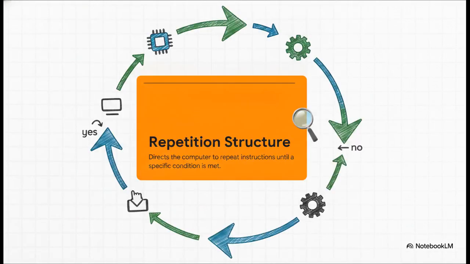So grounding ourselves in the basics first, what actually is a loop? By definition, a repetition structure, or loop, is a control structure that directs the computer to repeat one or more instructions until a specific condition is met. Think of it like setting a rule. You're giving the computer a condition, and you're saying, hey, keep running these instructions over and over again as long as this condition holds true. And the exact moment it's not true, you stop looping. It's a super simple idea, but it is deeply powerful.